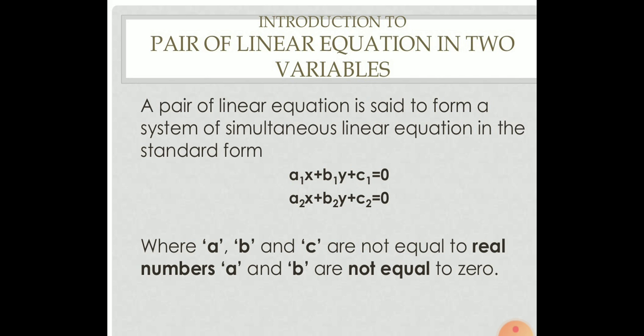This is given, and where a1, b1, c1, a2, b2 and c2 are real numbers. Actually this is written as not equal to real numbers, but this is wrong. So a1, b1 and c1 and a2, b2 and c2 are real numbers, and a and b are not equal to 0.